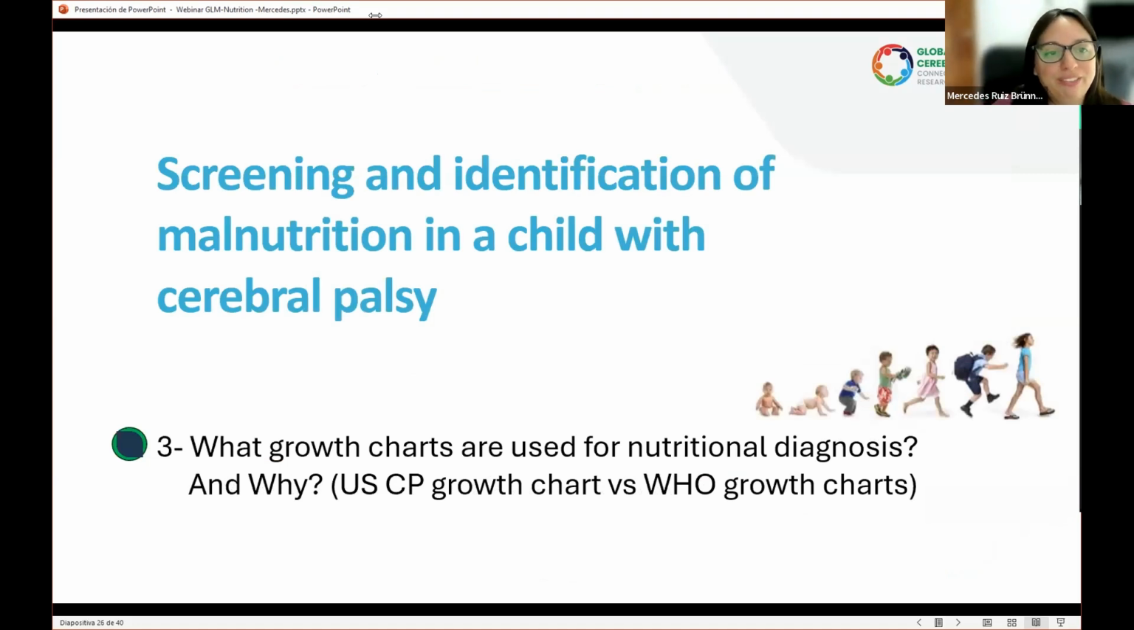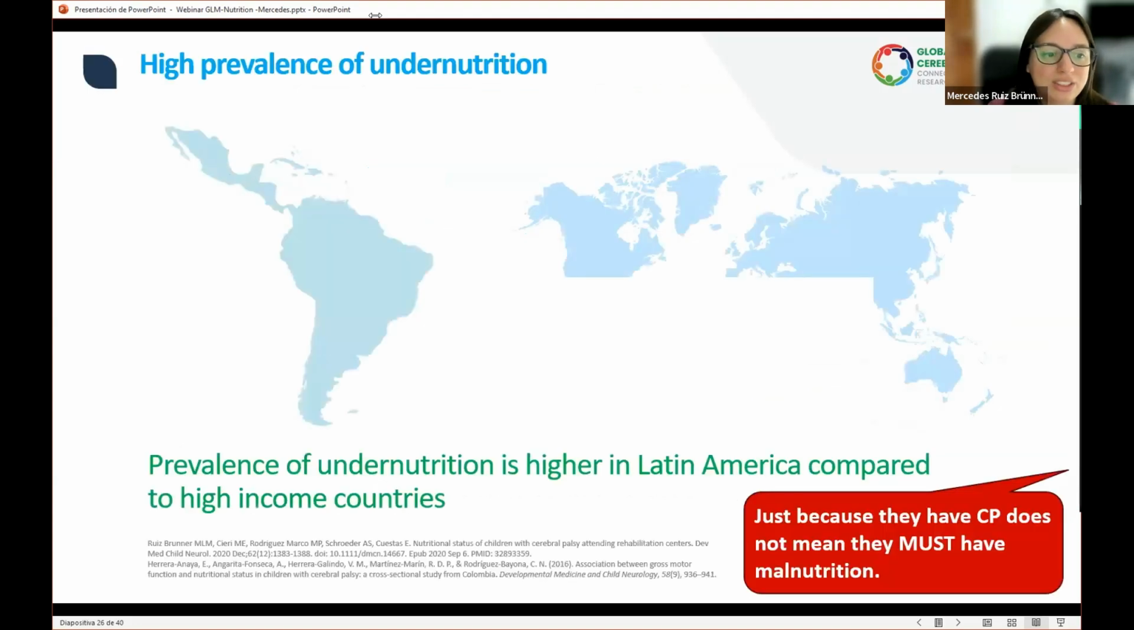This is, I think, one of the most debatable and frequent questions: what growth charts are used for nutritional diagnosis in children with CP, and why? Do we use the US CP growth charts, or do we use WHO growth charts? And this is one of the most frequent questions.